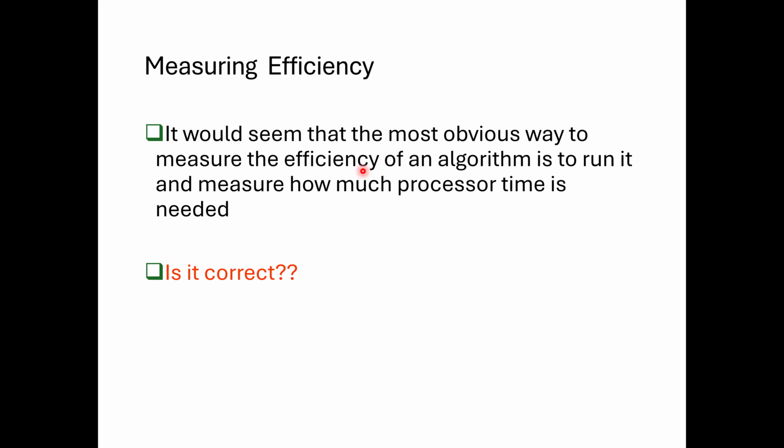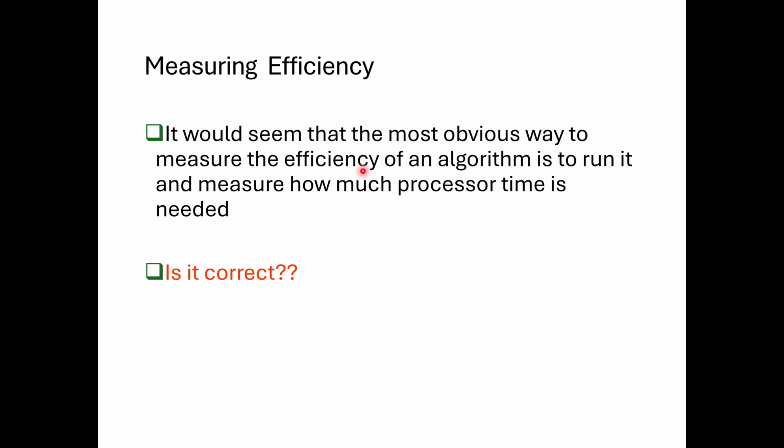And this brings us back to the question we asked a bit earlier. It says it will seem that the most obvious way to measure the time efficiency of an algorithm is to run that algorithm on your computer and measure how much processor time it took. So we put our algorithm into a compiler, we click execute, it executes, it gives us the solution, and then we measure how many seconds or minutes it took to solve this problem. Now, is this right? Is this correct? Is this the way forward? The answer, unfortunately, is what?